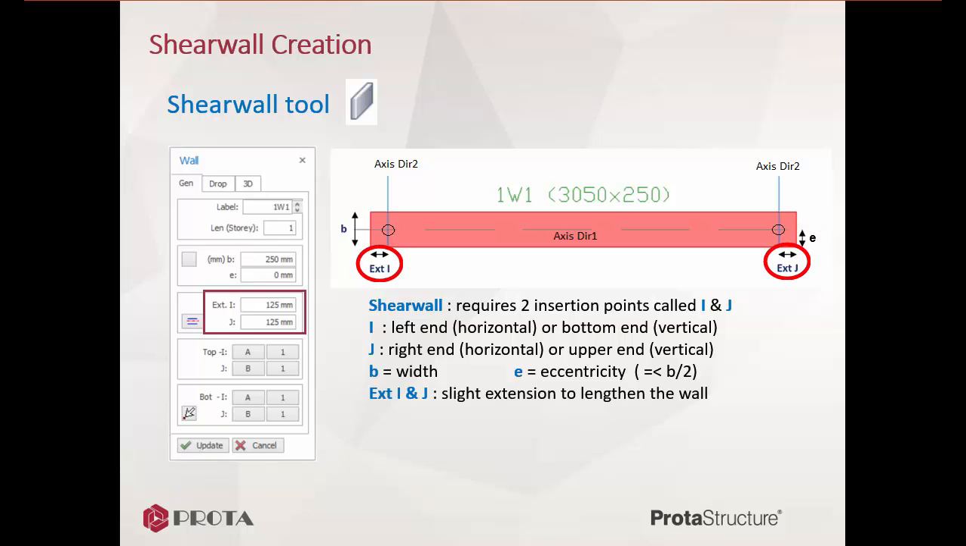Extension I and J is used to lengthen the wall slightly beyond the insertion point. However, this extension is meant to be small and preferably less than the width of the wall. The reason is that the extended part of the wall will not be able to support any members, for example, beams or slabs.